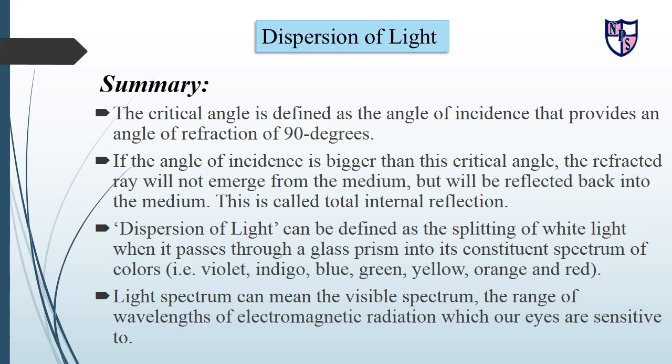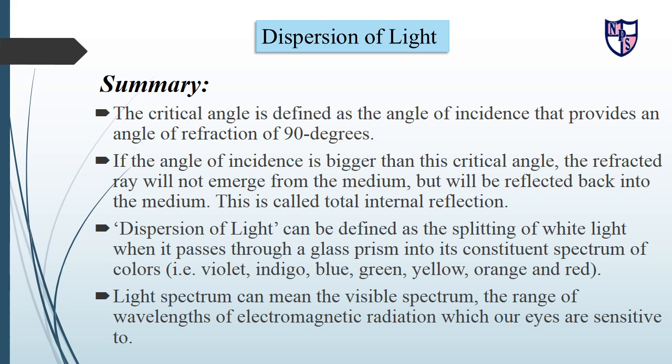Now let's move to the summary. The critical angle is defined as the angle of incidence that provides an angle of refraction of 90 degrees. If the angle of incidence is bigger than this critical angle, the refracted ray will not emerge from the medium but will be refracted back into the medium. This is called total internal reflection.